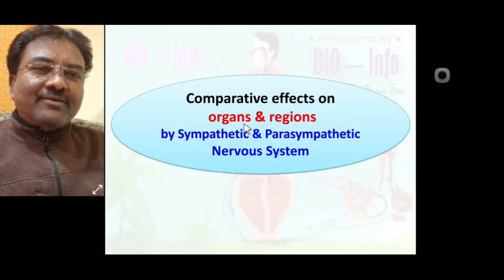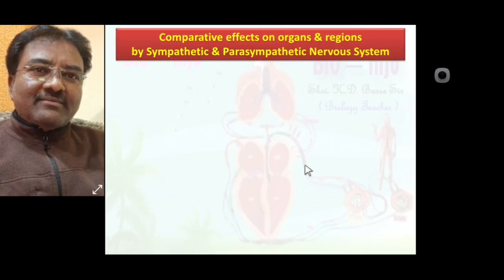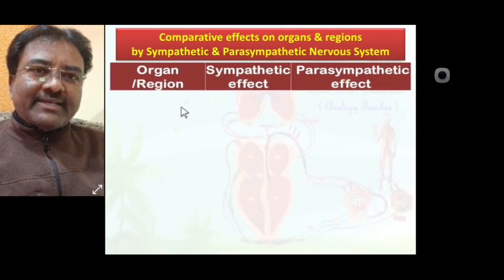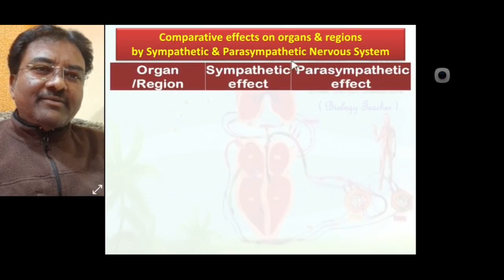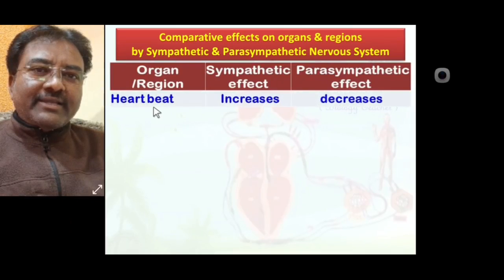comparative effect on organs and regions by sympathetic and parasympathetic nervous system. In column 1, organs and regions. Second column, sympathetic effect, parasympathetic effect. Organ and region: heartbeat. Heartbeat increases by sympathetic effect. Heartbeat decreases by parasympathetic effect.